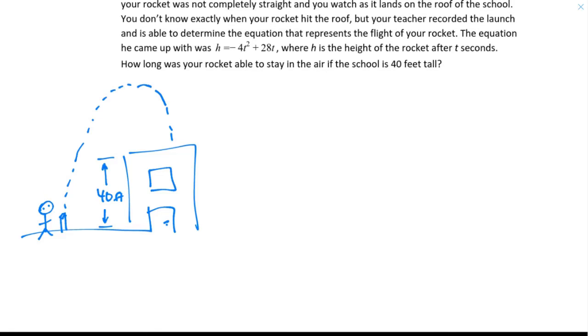All right, so we know our equation is h equals negative 4t squared plus 28t. We're asked how long it's able to stay in the air, so what we're asked for is a time, which is represented by t, which means somehow we need to find that height. If you think about the starting height of your rocket and the ending height of your rocket, notice that it's going to be a difference of 40 feet since the school is 40 feet tall. So our height in this case is going to be 40.